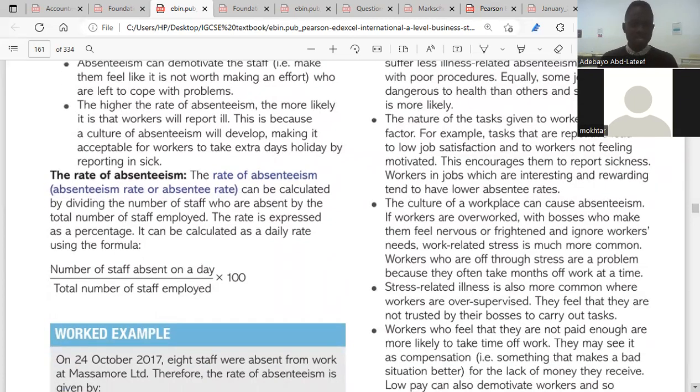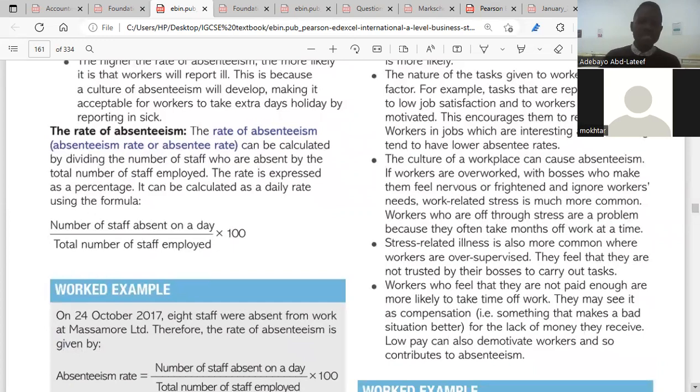The next one, the higher the rate of absenteeism, the more likely it is that workers will report ill. This is because a culture of absenteeism will develop, making it acceptable for workers to take extra days of holiday by reporting sick. So when the rate of absenteeism continues to increase, it becomes a culture within that organization. Every worker would want to try to be absent. It becomes a norm in that organization.